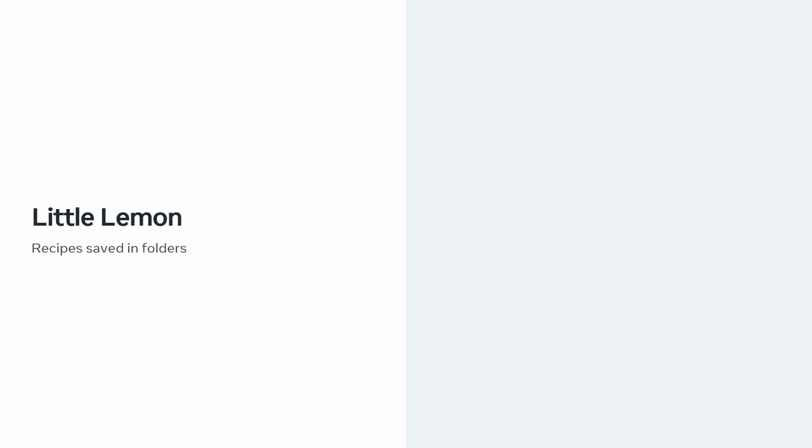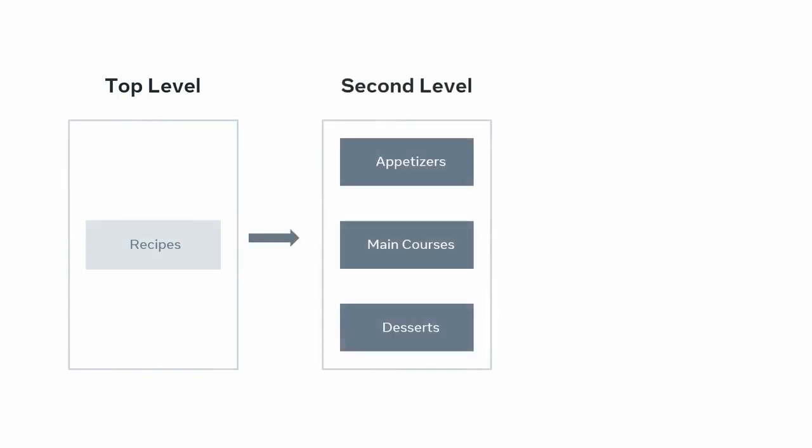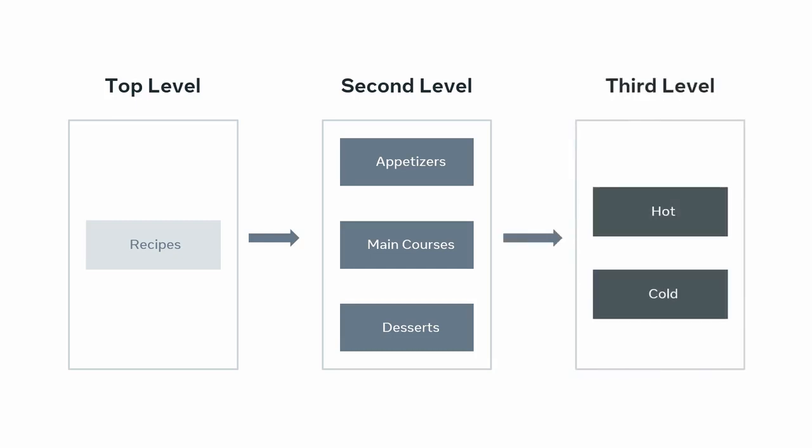At Little Lemon, all cooks share their recipes in a folder system. The top folder is called Recipes. This folder contains all the subfolders for menu categories, including appetizers, main courses, desserts, and so on. If you go into appetizers, you'll find an additional level of folders for hot and cold dishes. So how do the cooks find the recipes they're looking for? And how do they know if they have searched all the folders if they can't find a specific recipe?